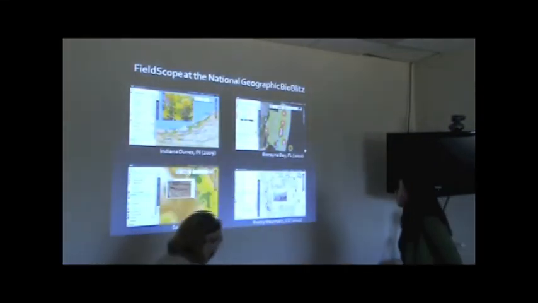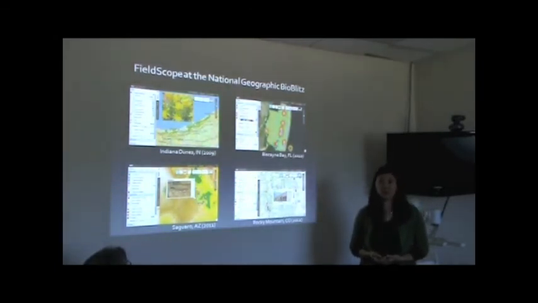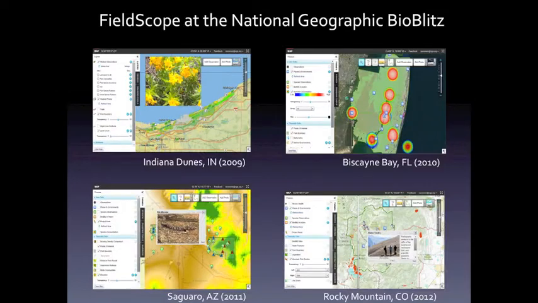So another way that we've been using the FieldScope platform is through these projects called Blitzes, and we partner with the National Park Service every year at a different national park, and we go out and we just do a BioBlitz. We do a species inventory of flora and fauna. So these are just some of the examples. You can see that you can upload various media, so you could upload sounds, pictures, videos, as well as comments for each of the media.